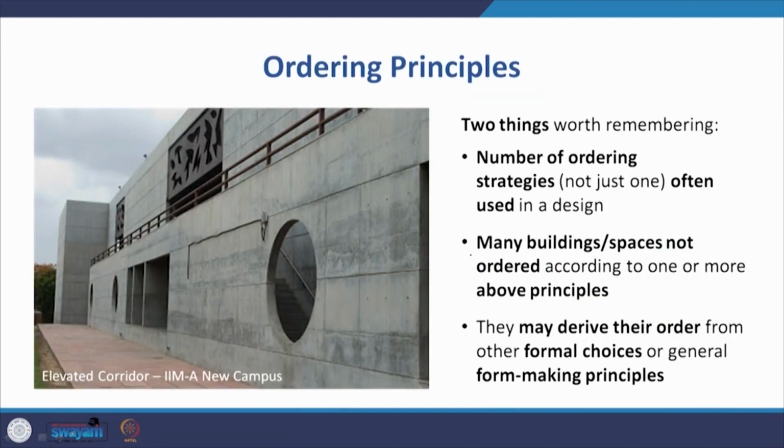Two things worth remembering. More than one ordering strategy can often be used in a design. A design can have axis and symmetry, it can have rhythm, it can have hierarchy, and they can be put together. Also there are many buildings and spaces not ordered as per the six principles that I have talked about. They are more than that. They may also derive their order from other formal choices or general form making principles. In this case, the ordering device happens to be an elevated corridor.